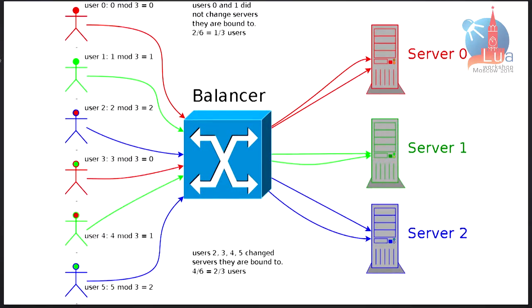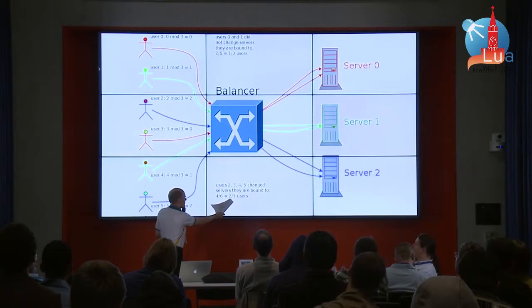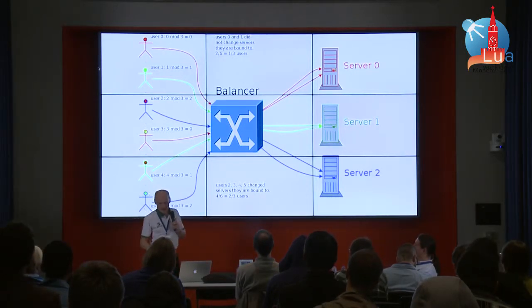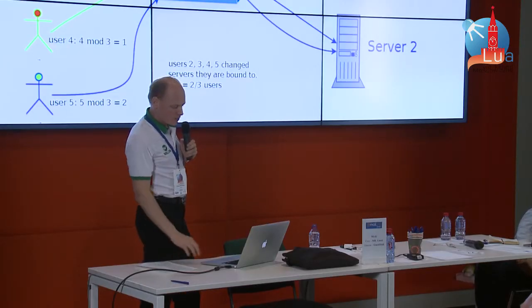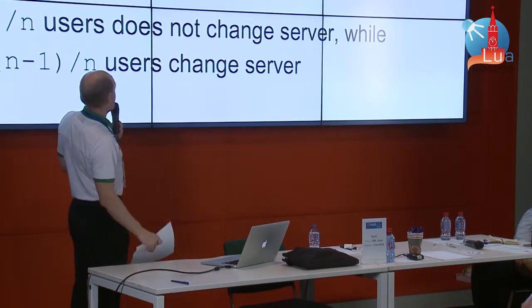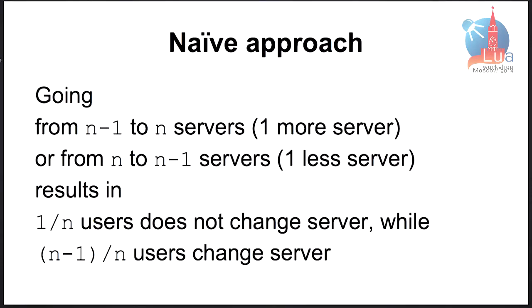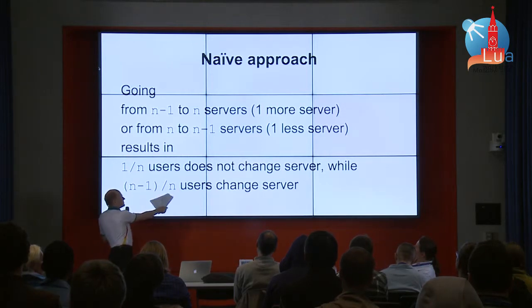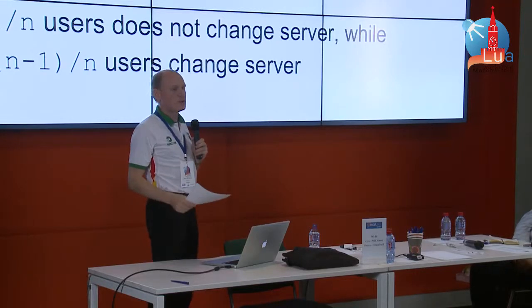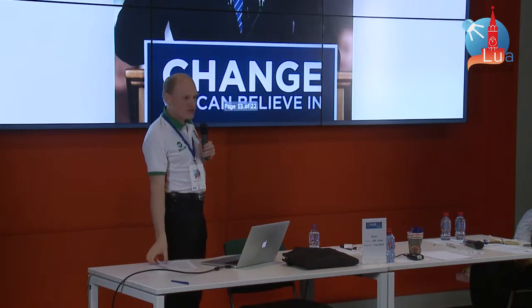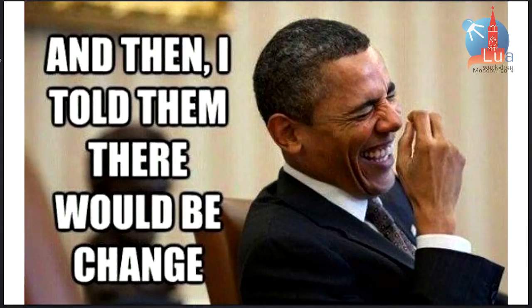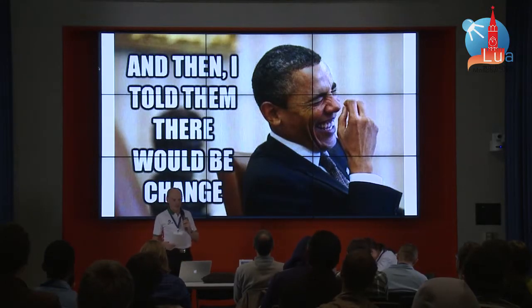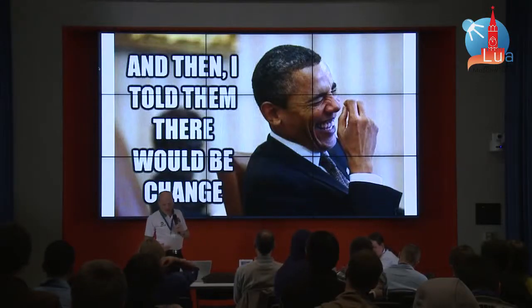So only two users out of 6, which is 1/3 of the users, don't change their server. And the remaining 2/3 of the users change their server. And in a more general case with n servers, it is easy to show that with this naive approach, either adding one server or removing one server results in only a small fraction of users not changing server, while the majority of users do change their server. In certain situations, like Mr. Obama's presidential campaign, change is a good thing, or at least promising it to the voters. But our case is completely different. We want as little change as possible. So this naive approach fails.